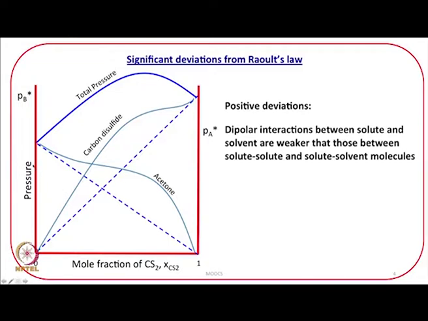Look at the plot of pressure against mole fraction of carbon disulfide in a mixture of carbon disulfide and acetone. Here, this is pressure against mole fraction of carbon disulfide from 0 to 1. This dotted line is Raoult's law. This is how the dependence would have been had the solution been ideal, had there been no deviation. But you see, there is a positive deviation. The actual vapor pressure varies like this. When are the positive deviations possible?